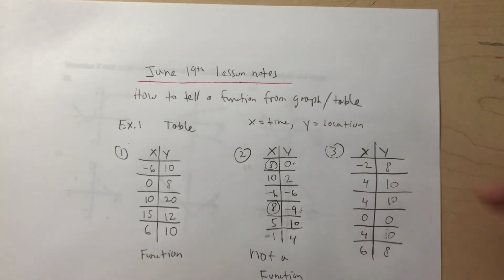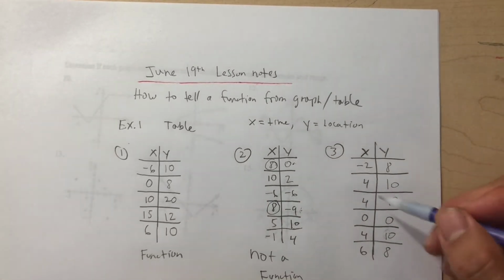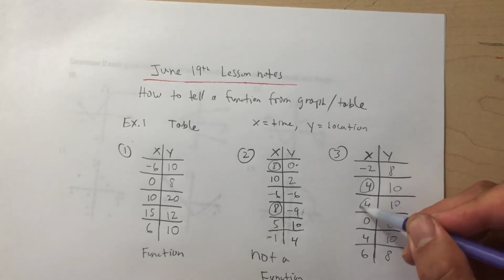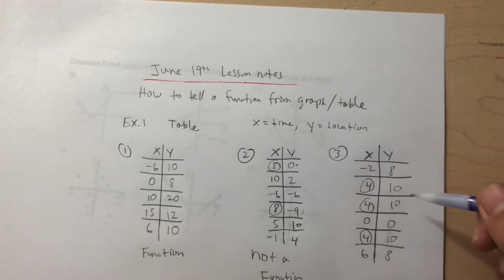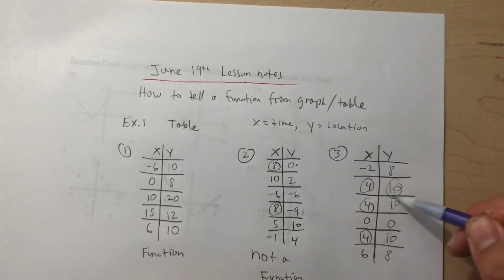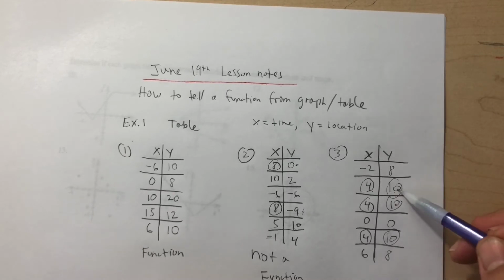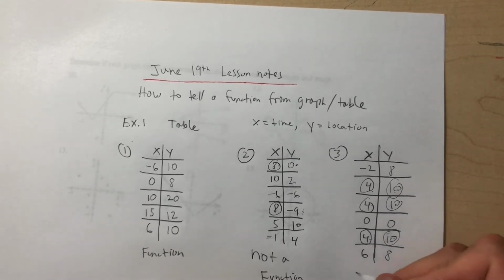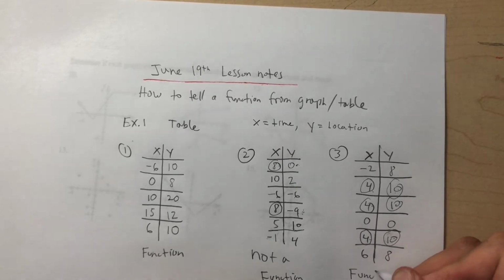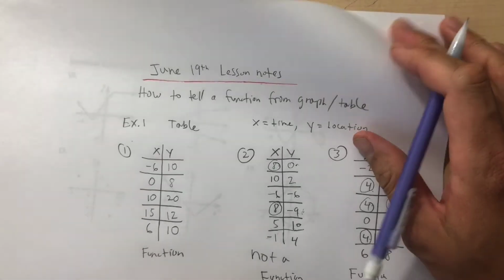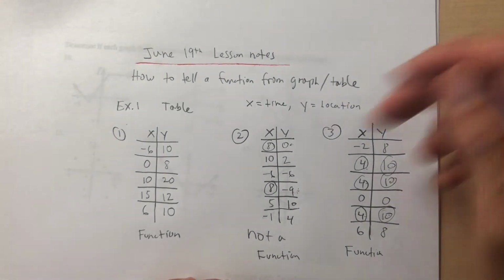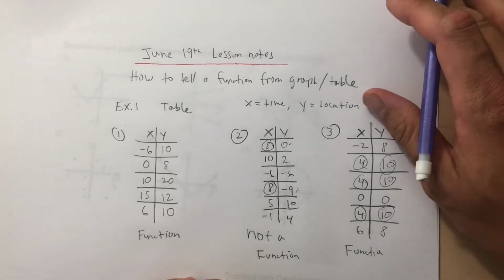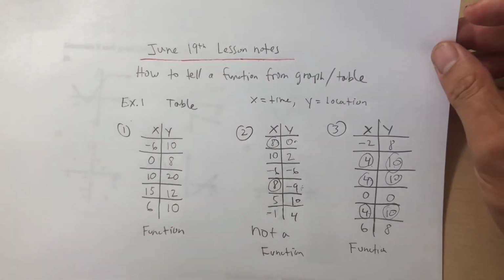All right, let's move on to number 3. Let's take a look here. I see a bunch of x repeating. That can't happen unless your y is the same number. So it is the same number. It is 10, 10, 10. That means at 4 o'clock you were here, at 4 o'clock you were there, at 4 o'clock you were at the same spot. So that's okay. So this one is a function. All right, it's pretty easy for today's lesson. All you have to do is look at the table and then tell me if it's a function or not.